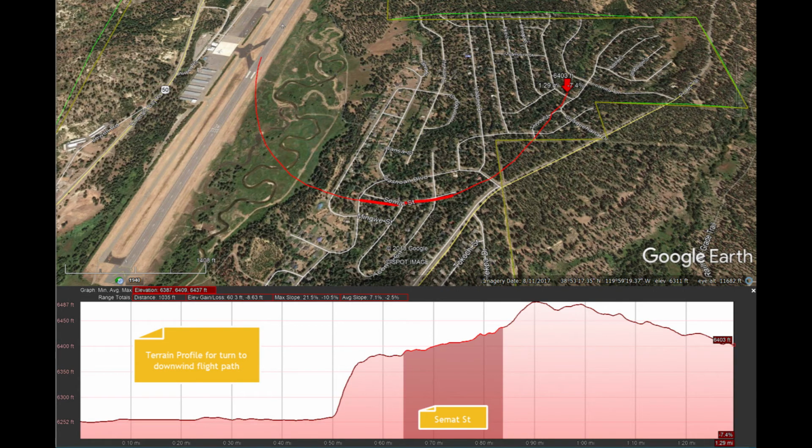The red track shows the ground track for the aircraft in the turn, and at the bottom you have a relief map for that exact ground track, and the shaded area is the length of Sumat Street, so you can see where it actually crashed and how it got there.